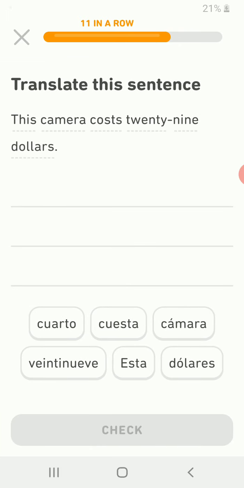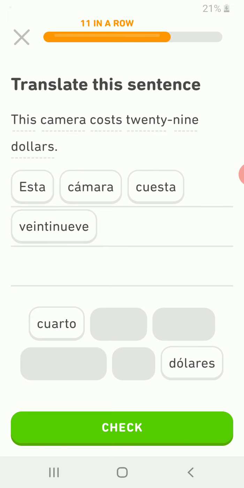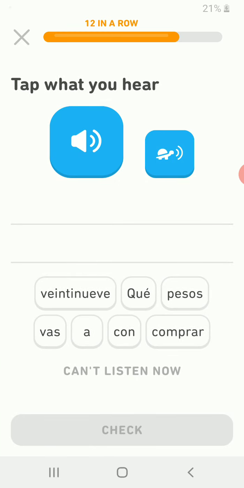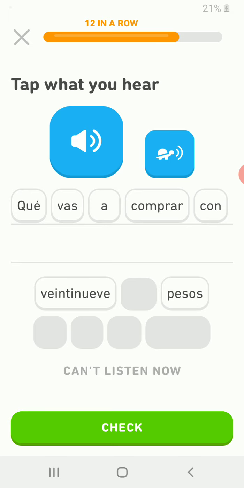This camera costs $29. This camera. So, esta cámara cuesta 29 dólares. ¿Qué vas a comprar con 29 pesos?